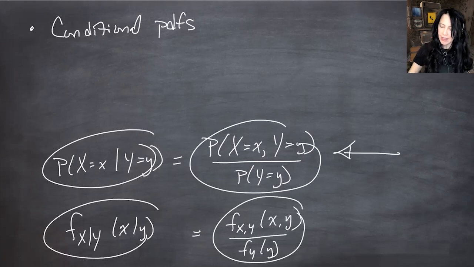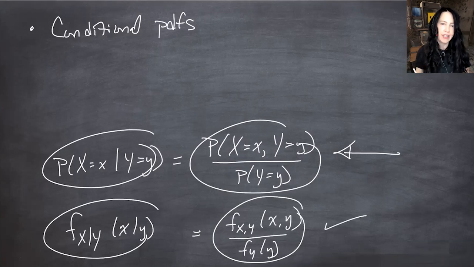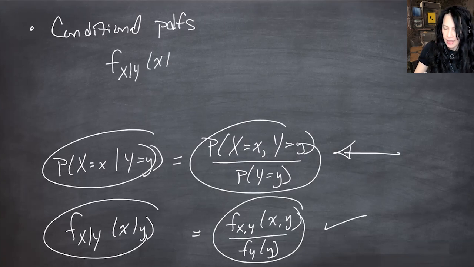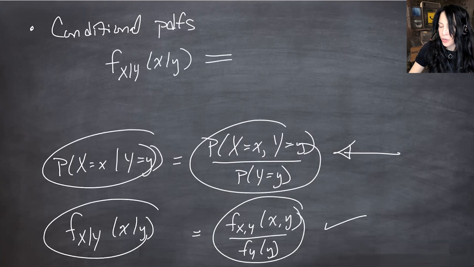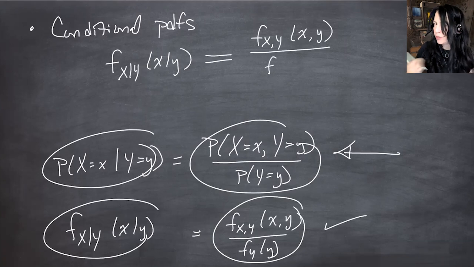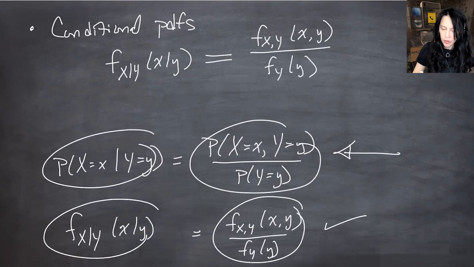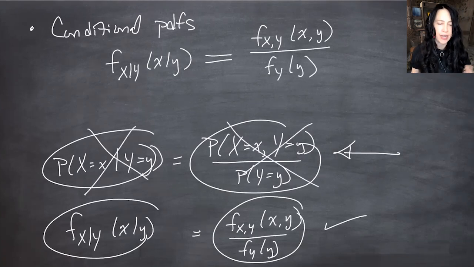But my point is that the thing down here is still how you define a conditional PDF in the continuous case. So the conditional PDF for X given Y is defined as the joint PDF over the marginal. I just can't call these probabilities, but it mimics what you see in the discrete situation. So they're no longer probabilities, but that's still how you define the conditional PDF.